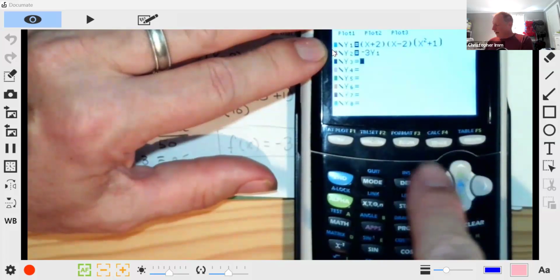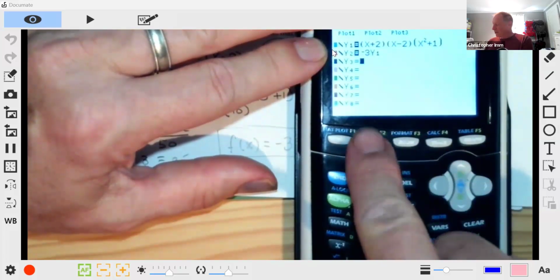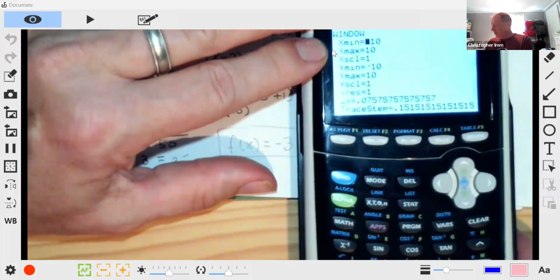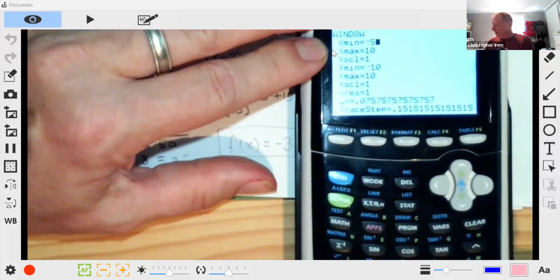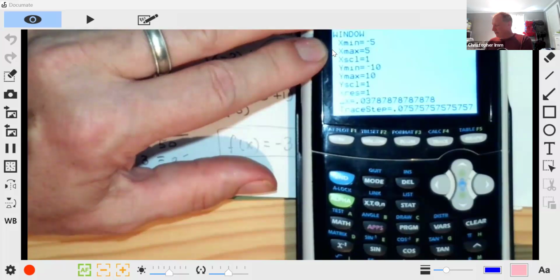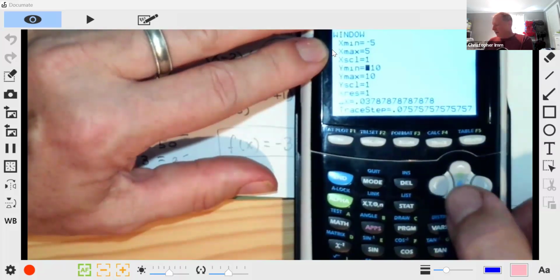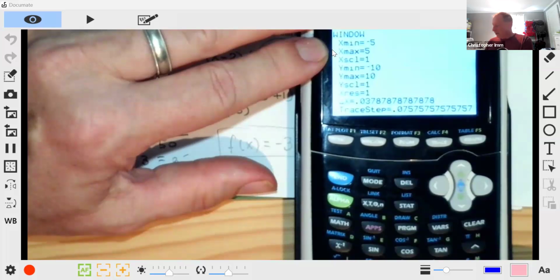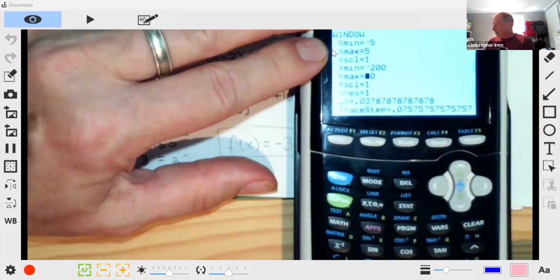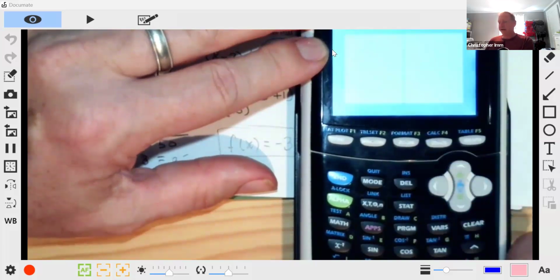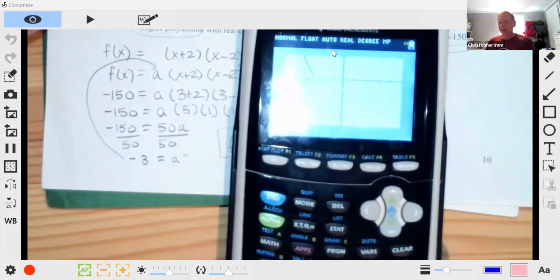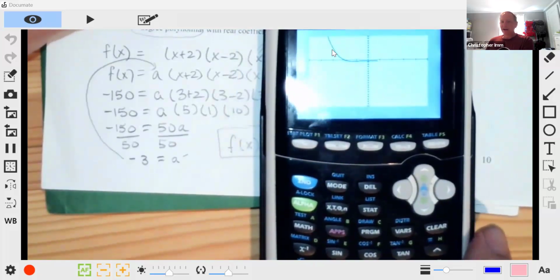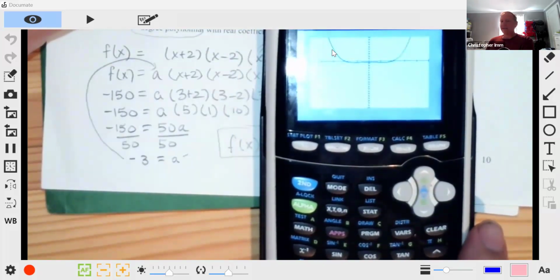Now, when I graph it, I'm going to do a window change so I can show you all what's happening here. I'm going to go from negative 5 to 5 on my x-axis, and the scale is fine at 1. But now I know this graph goes way down there, so I'm going to do negative 200 to 100. So my scale is a little bit off there. I'm going to go in steps of 10 there, just to show you what's happening. All right, so when I graph it, there is my original function. We know that doesn't go through 3, 150.